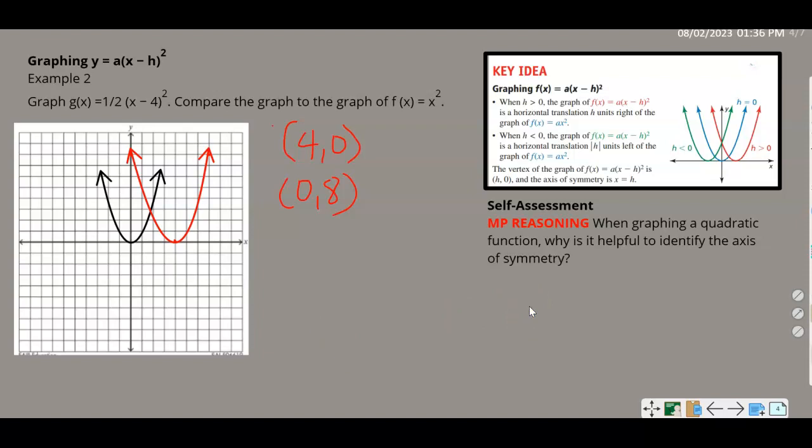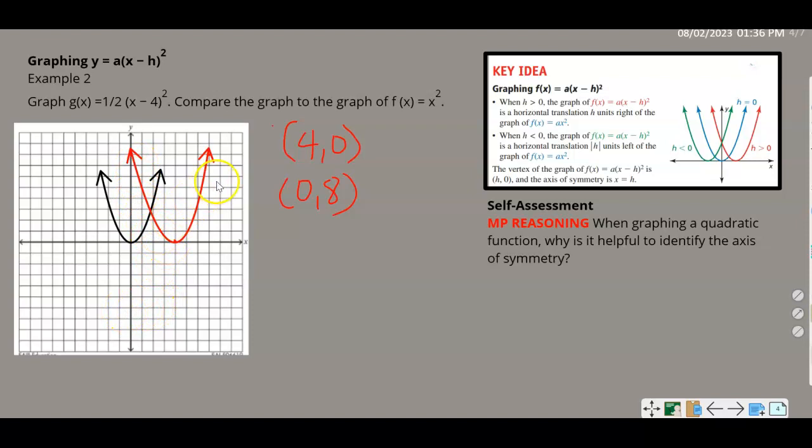All right, again, it says when graphing a quadratic function, why is it helpful to identify the axis of symmetry? Well, remember the axis of symmetry goes through the vertex. And if you find the axis of symmetry and then you identify a point on either side of the graph, you can use that axis of symmetry like I did to reflect that point over to get another point. So it kind of helps you graph points quicker if you have that axis of symmetry.